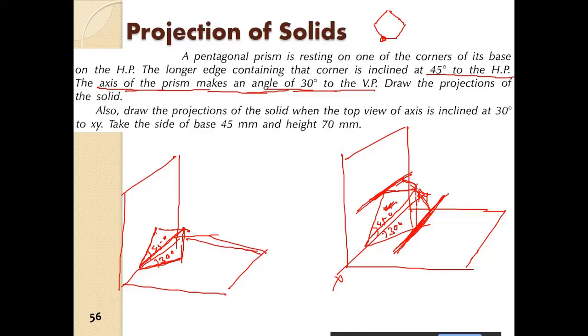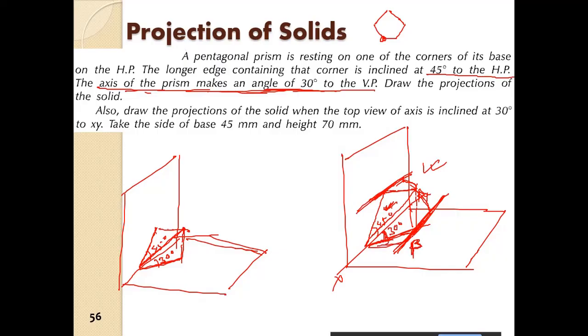All right. So that particular concept we will use to draw the axis of the prism first. Now, the axis of the prism is actually inclined at 30 degrees to the VP. So the top view, here, this is what it is making. So this is the angle, this beta angle. The beta angle we have to find out.